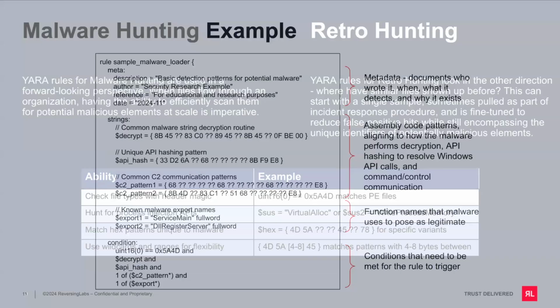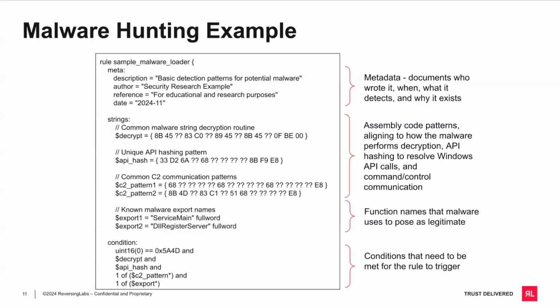All right, so very simple malware hunting example. This is about as generic as it gets, just for the purposes of an example here. But typically, YARA rules are structured with three main areas. We have the metadata up top, we have the strings, and then we have the condition.